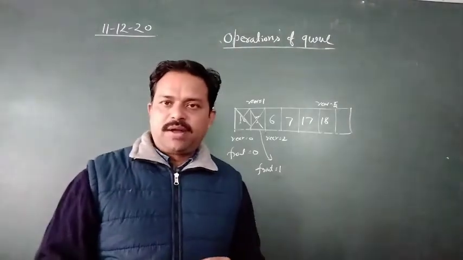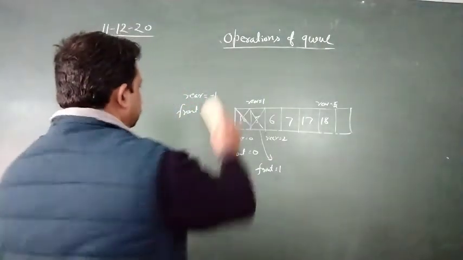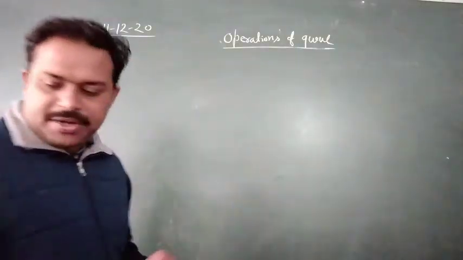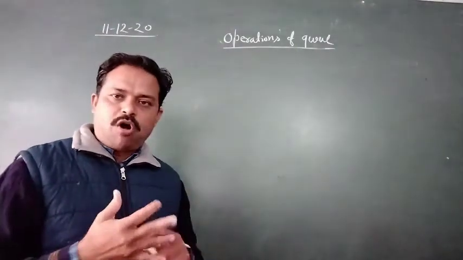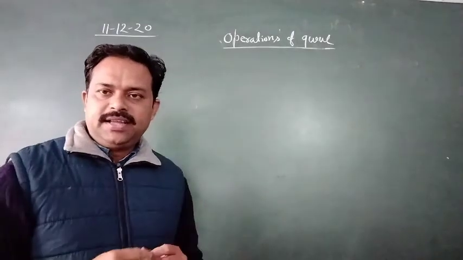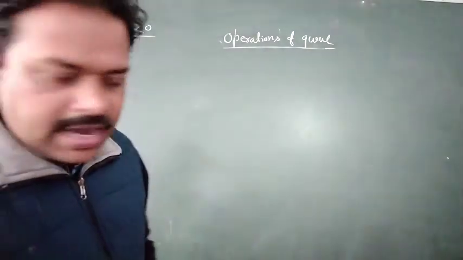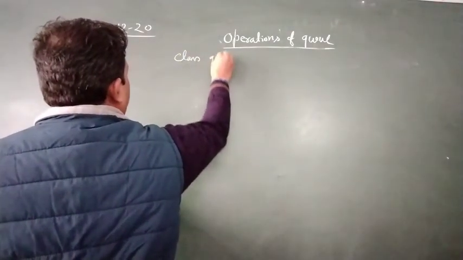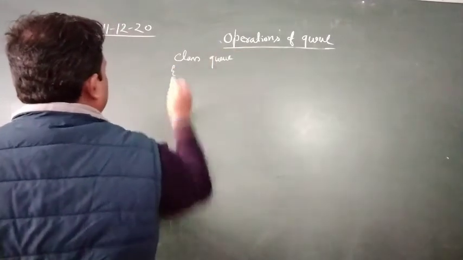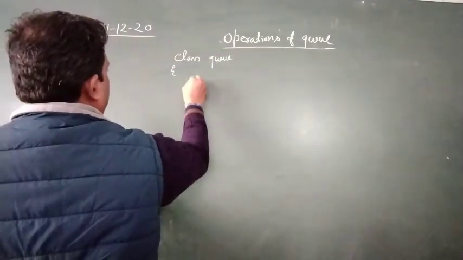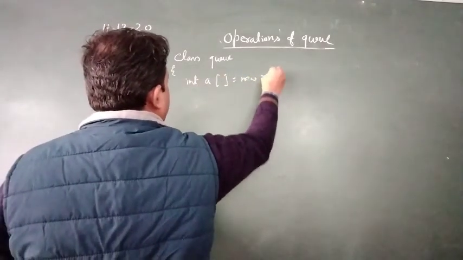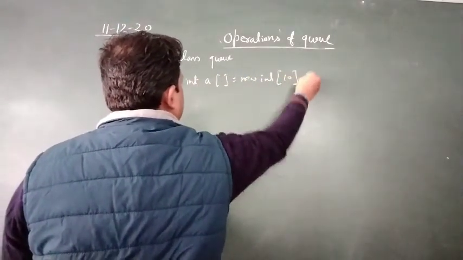Let us write down the program for Q. So 3 operations we are going to do: push, pop and display. What we have done in the stack. Write down class Q. Create one array, int a equal to new int of size 10.